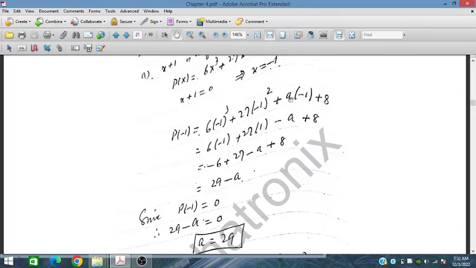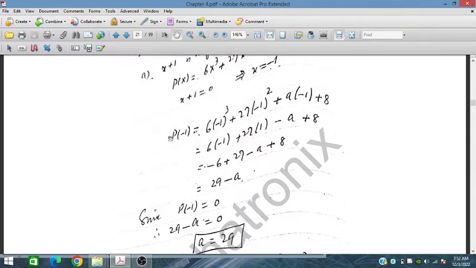This is minus a, and then plus 8. So this is minus 6 plus 27. This is minus a plus 8. Now simplify it further. So this is 27 minus 6 plus 8. So this is 29 minus a.